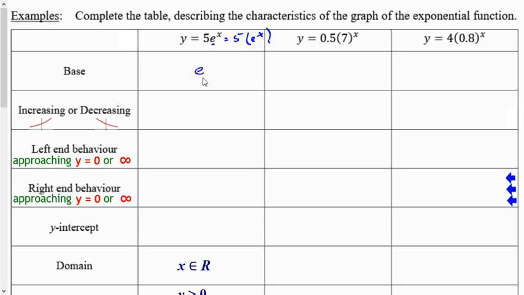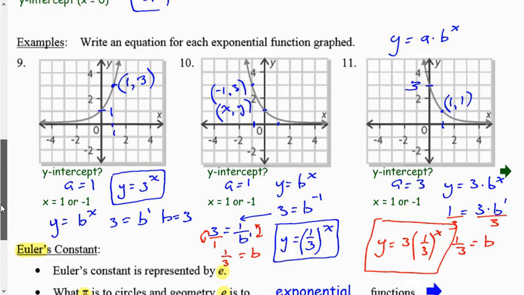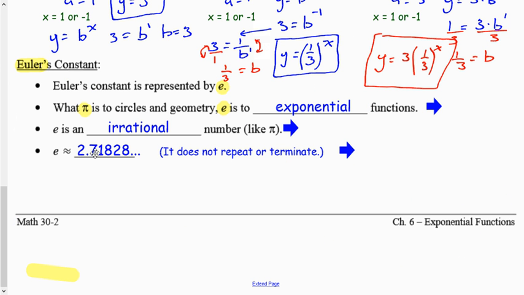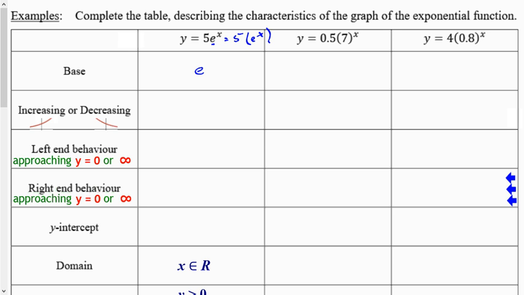Is this graph increasing or decreasing? Well, Euler's constant, as we saw on the previous page, is approximately equal to 2.718. Is that what it was? I keep forgetting it. Let's have a quick glance back here. 2.718. Yep, that's about what it's equal to. That's bigger than 1, which means that our graph will be increasing as we go from left to right.